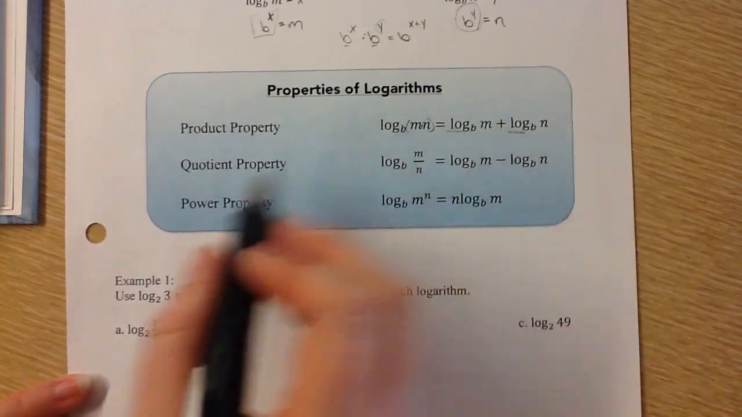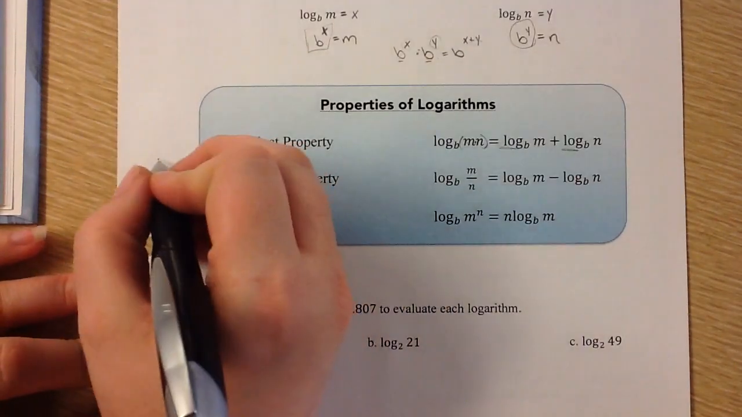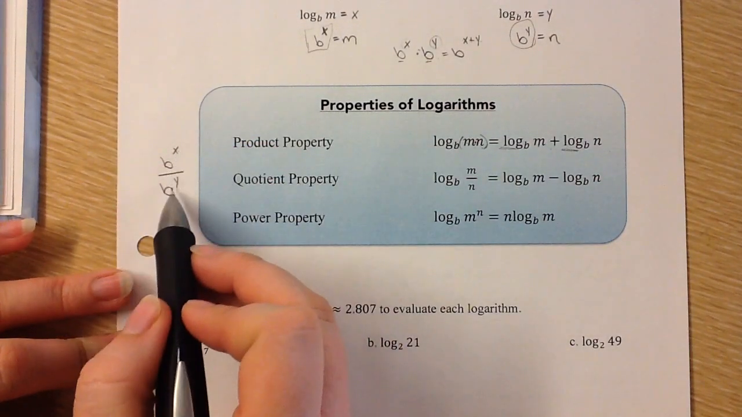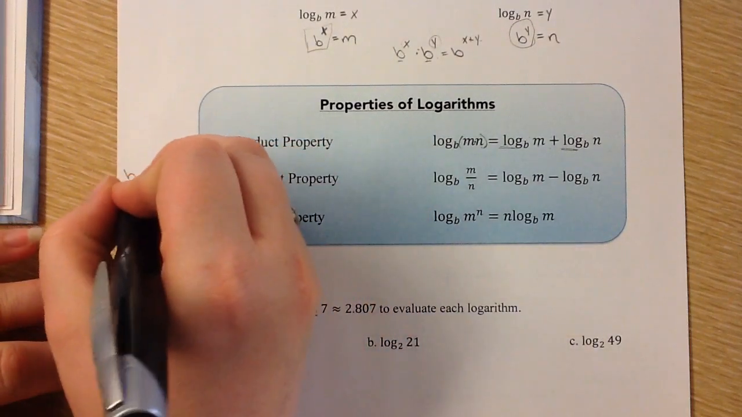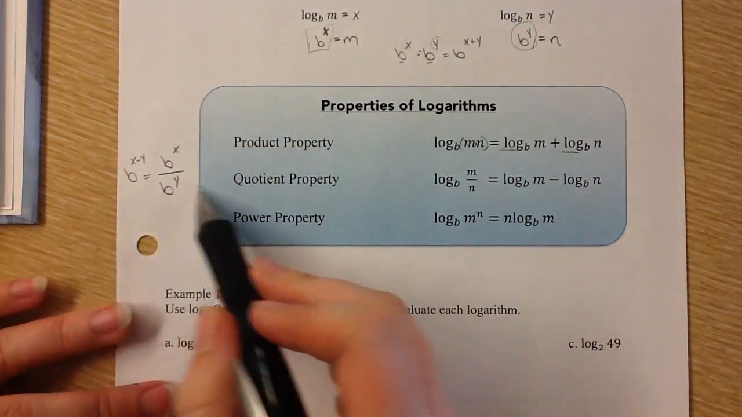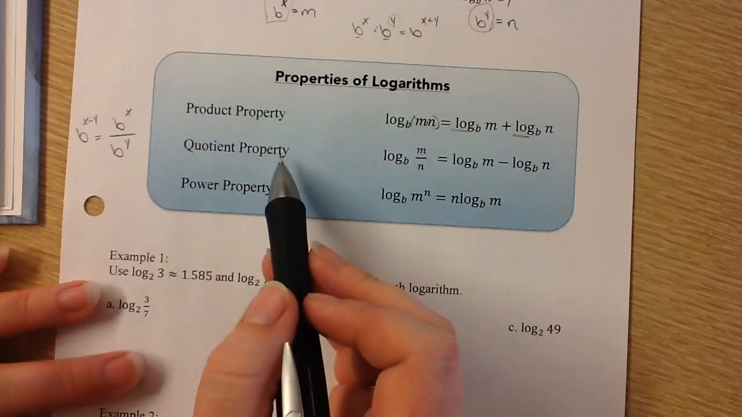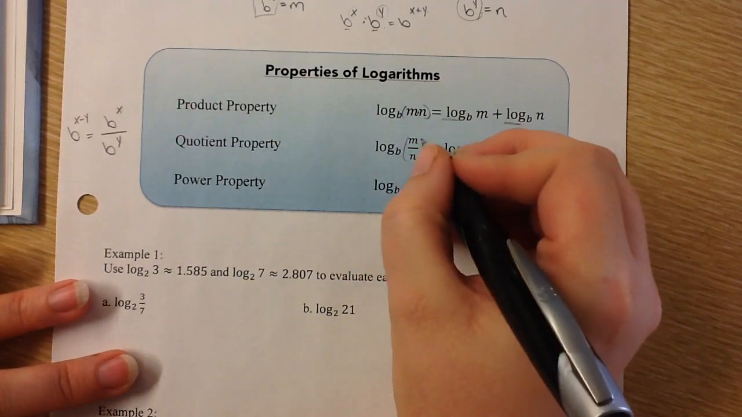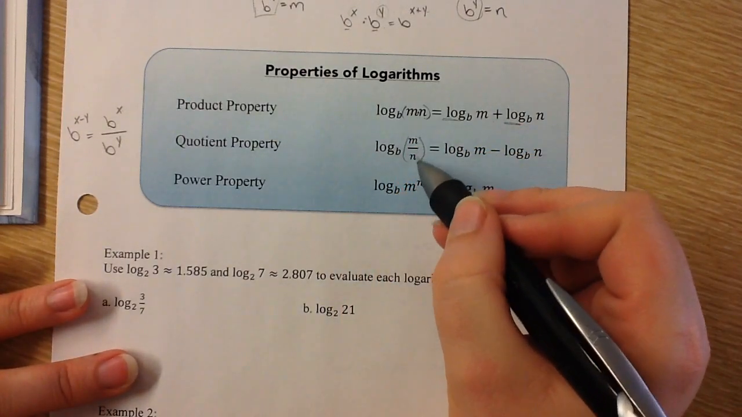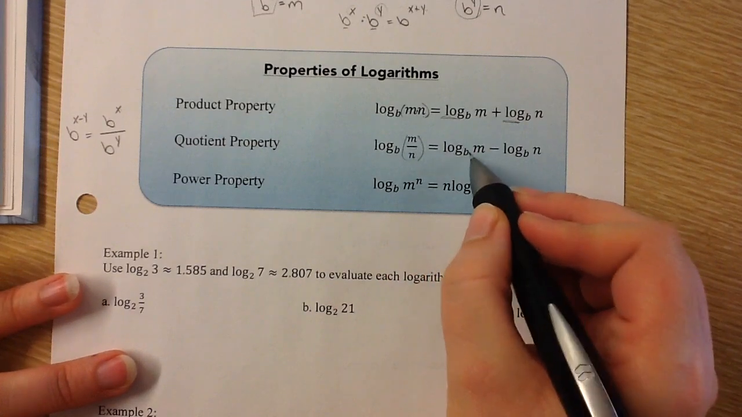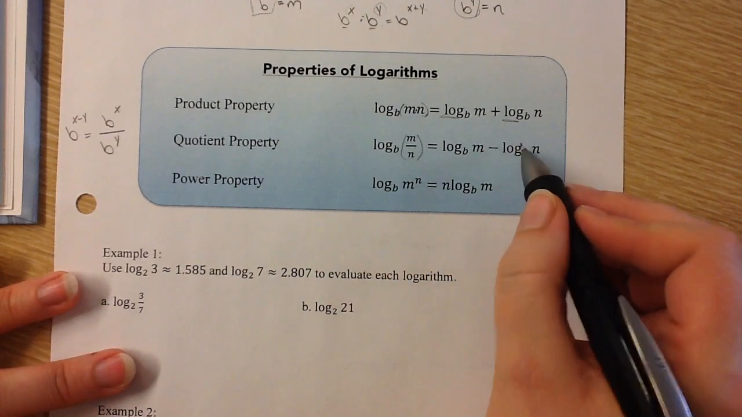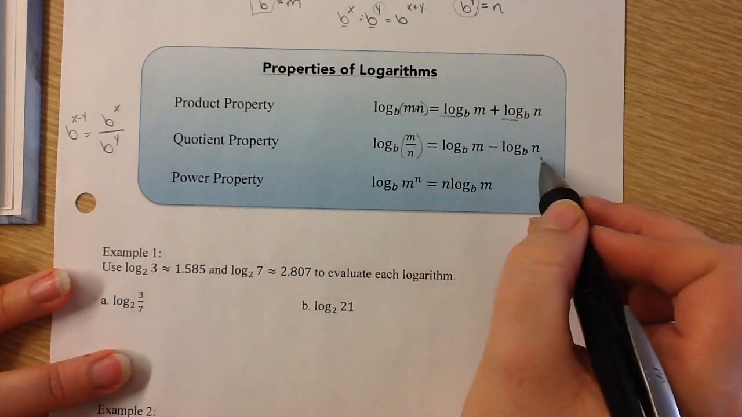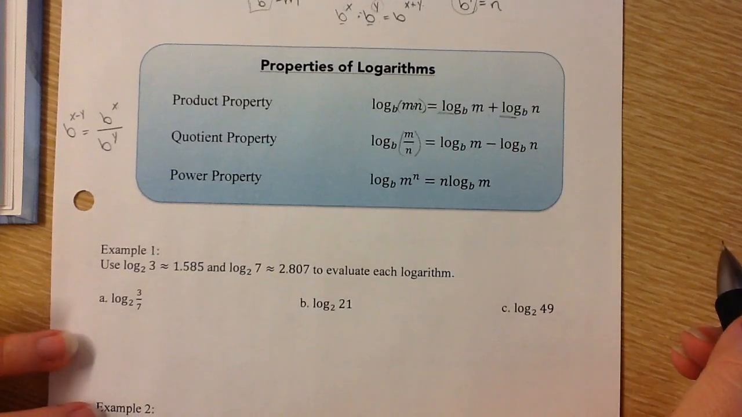We know when we're dividing exponents, b to the x divided by b to the y, we take the x and subtract the y. This would be equal to b to the x minus y. So that leads us into our quotient property of logs. If I have log base b of m divided by n, with this whole thing in the log, it's the same as log base b of m minus log base b of n. So we can take the one log and split it up into two separate logs with a subtraction in between.